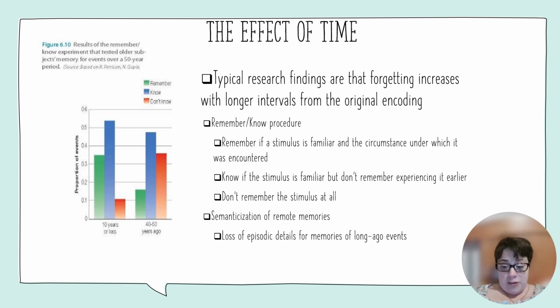So what they found is that 10 years after the events occurred, there were a lot more remember judgments, which indicates intact episodic memory. So we see that in the green bar. But after a 40-year retention interval, a lot of those remember judgments became know judgments. So basically, there's a loss of episodic details for long ago events that occurred 40 to 50 years prior, as opposed to more recently occurring events that occurred within 5 or 10 years. So over time, a lot of our episodic memories become converted to semantic memories.